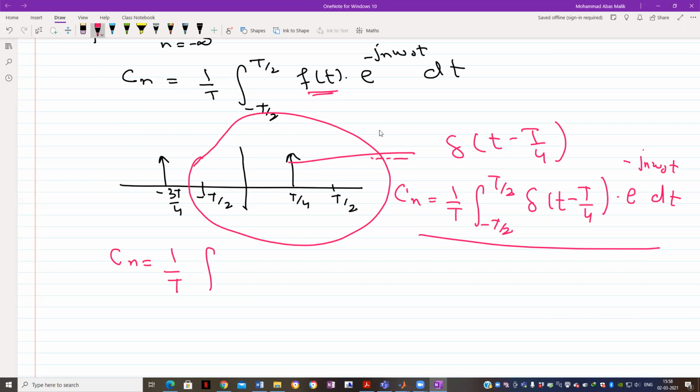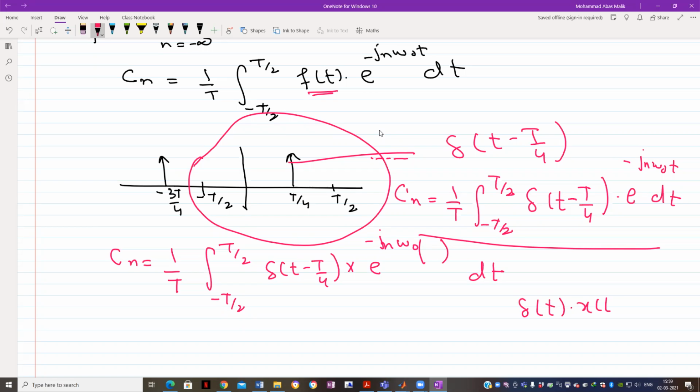Then Cn will be equal to 1 by T, integral from minus T by 2 to T by 2, delta of t minus T by 4 into e raised to the power minus j n omega naught t. What will be the t value? Can anybody tell me? Whenever delta of t is multiplied with x of t, the value will always be delta of t into x of 0, because you put the argument equal to 0 and that value is put here.